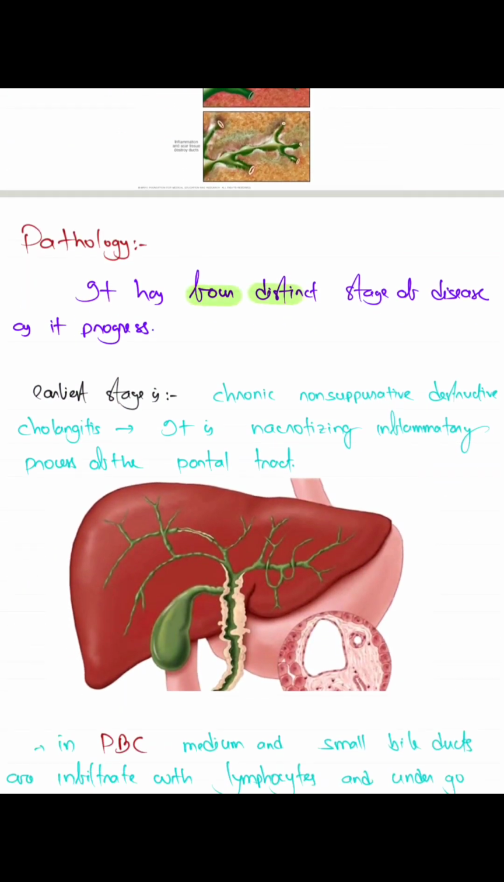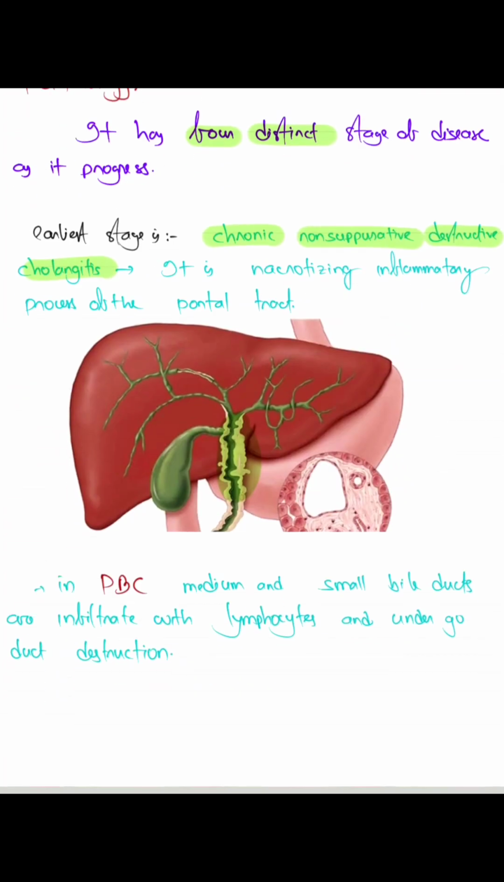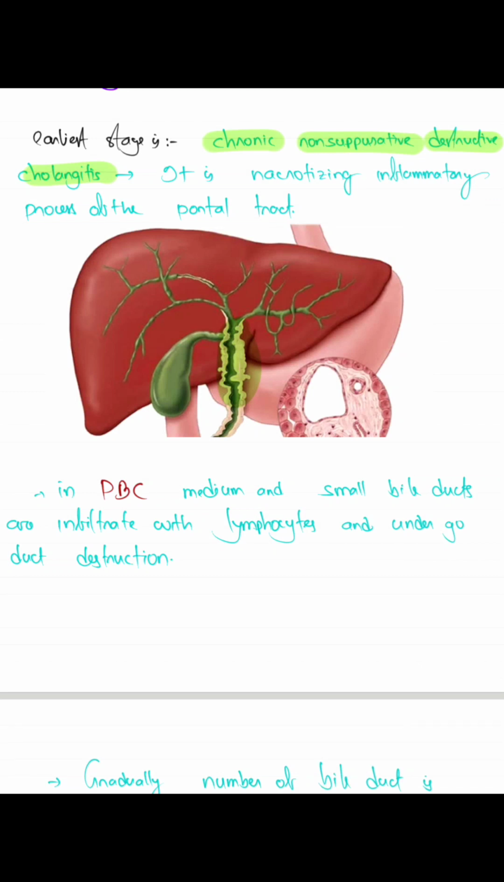It has four distinct stages of disease progression. The first is chronic non-suppurative destructive cholangitis. It is the necrotizing inflammatory process of the portal tract. In primary biliary cholangitis, medium and small sized bile ducts are infiltrated with lymphocytes and undergo duct destruction.